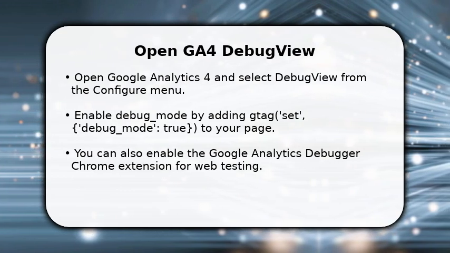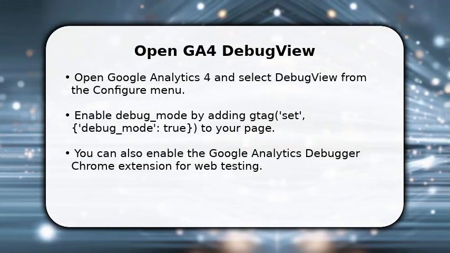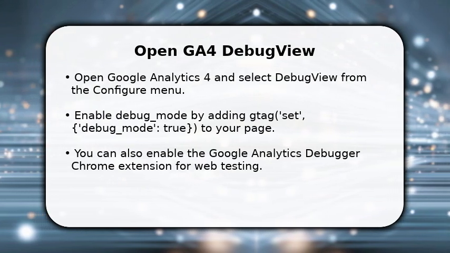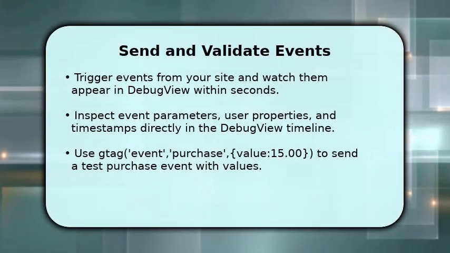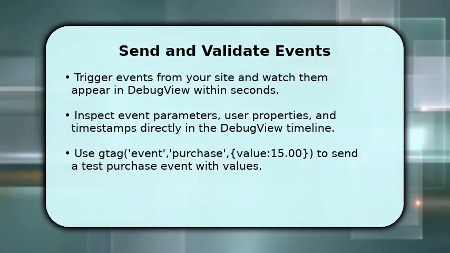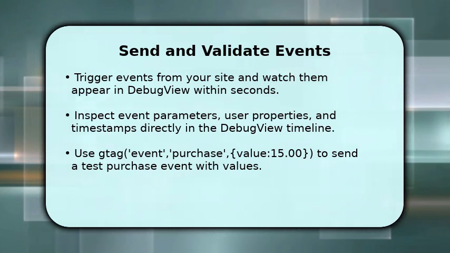Alternatively, install the Google Analytics Debugger Chrome extension and toggle its flag on. When enabled, Debug View will show a live timeline of events from that browser. Trigger events from your site and watch them appear in Debug View within seconds. Click an event on the timeline to inspect parameters and user properties.